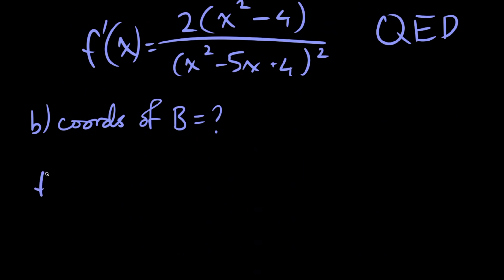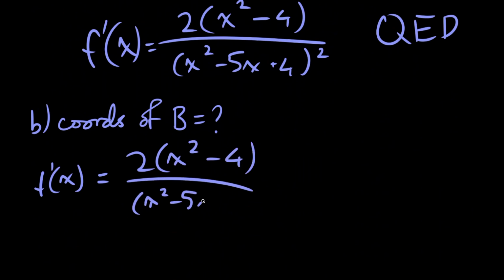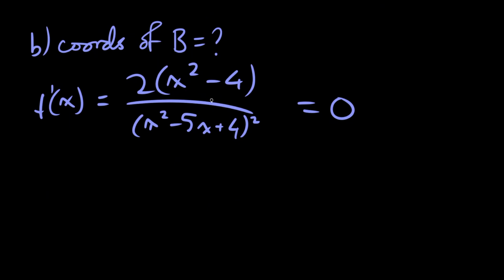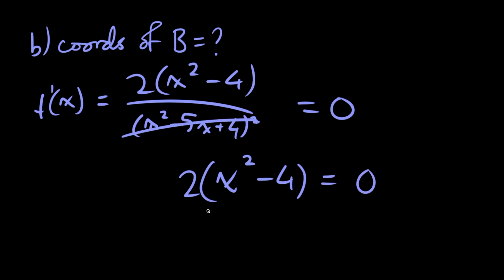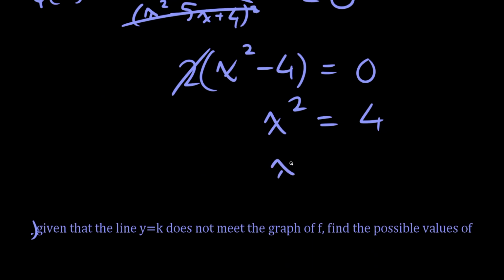So f prime of x is going to be equal to 2 times x squared minus 4 over x squared minus 5x plus 4 squared, which was going to be equal to 0. We know that the numerator must be equal to 0 for the entire fraction to be equal to 0, and it doesn't matter what the denominator is. So we're going to have 2 times x squared minus 4 is equal to 0. You can divide both sides by 2. We can move the 4 over. X squared is equal to positive 4. But when we take the square root of both sides, then x can be plus or minus 2.